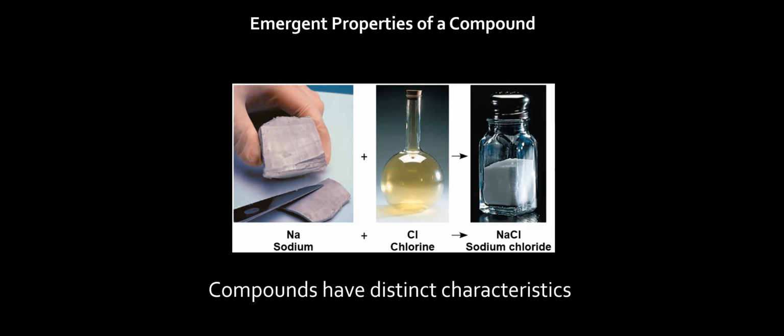And that's why you can now start to understand you have this very reactive metal, sodium, you have this very reactive gas, chlorine. You put them together, they react, and you get this very not reactive salt, sodium chloride. Right? Sodium chloride is a completely different substance than elemental sodium or chlorine. And you can't predict the properties of a compound based on the different elements that make it up.